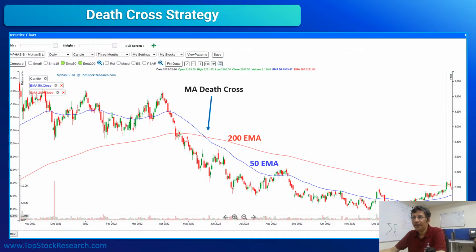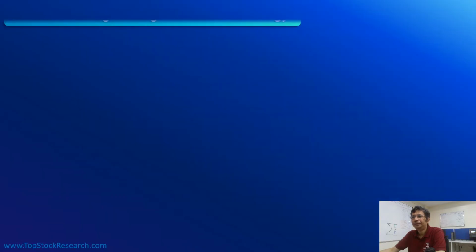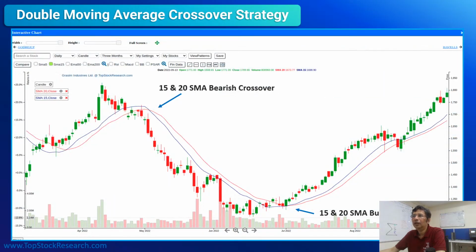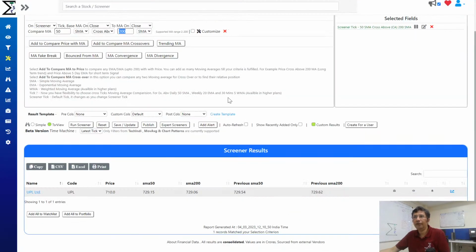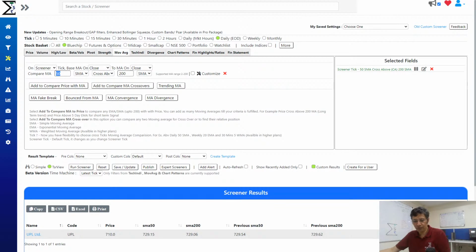Just opposite of that is death cross, wherein 50 moving average crosses below 200 moving average, right? Just opposite of the golden cross. Just a variation of that is where two moving averages are crossing, when a shorter moving average is crossing a bigger moving average, right? Crossing down is a bearish crossover, and this will be just a bullish crossover, right? Very simple to do that screening. Just change the moving average of your choice.